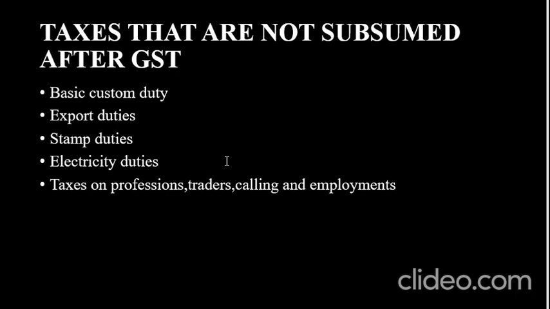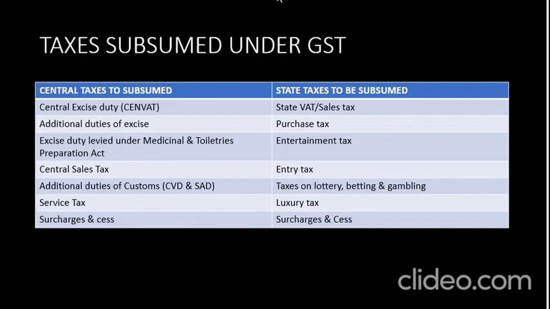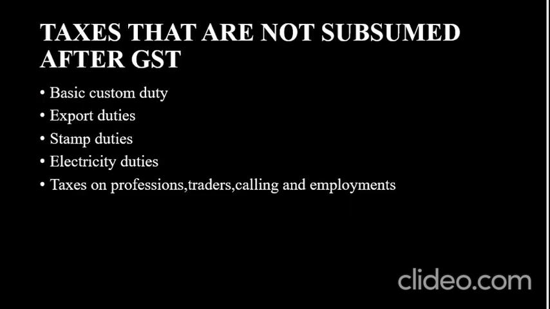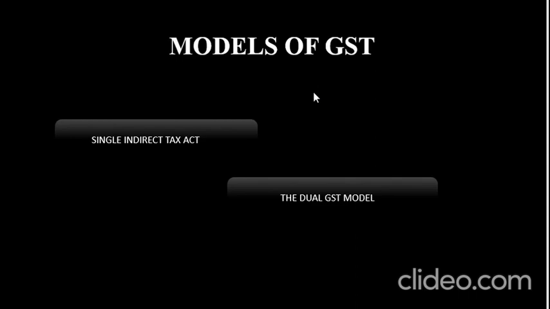Subsidiaries are also financed. Next, taxes on professions, trades, callings and employments. Yes, professional tax and other employment taxes are still being charged, and they are not replaced by GST. So these are the taxes which are subsumed under GST at the central level and state level. Then the taxes which are not replaced by GST continue after GST. So next, let us get into the models of GST.